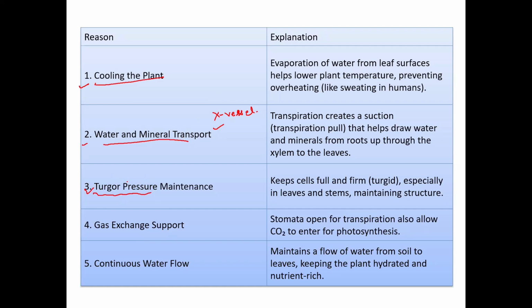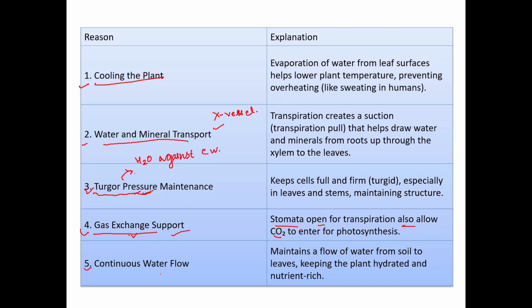As we talked about earlier in the class, tell me what is turgor pressure? Basically it's the pressure applied by water against the cell wall. Against the cell wall, that is called turgor pressure. Fourth one, gas exchange support. Obviously stomata open for transpiration, allowing carbon dioxide to enter for photosynthesis. So transpiration also helps in gas exchange support.